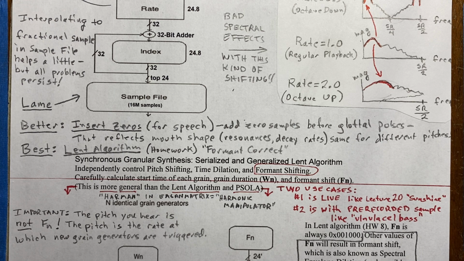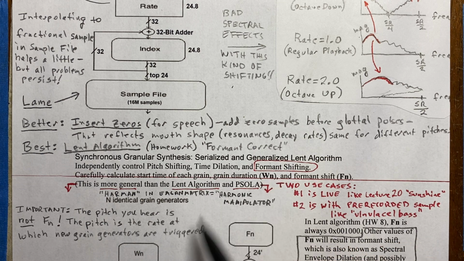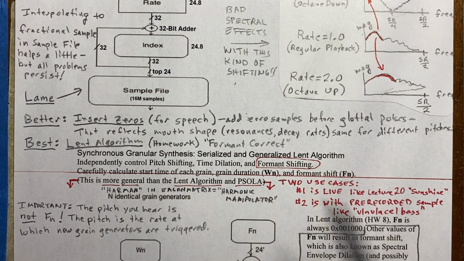The way the paper is presented, it's a block-based algorithm. It takes a block of samples, processes them, and then moves on to the next block of samples. What I'm going to show you here in class is the exact same algorithm, but serialized. So this is serialized and also generalized in a way. It does more stuff than the Lent algorithm does, but it's serialized. So what does that mean?